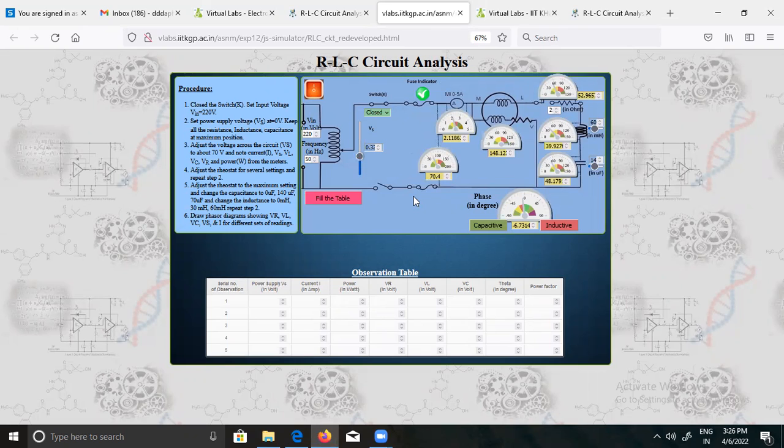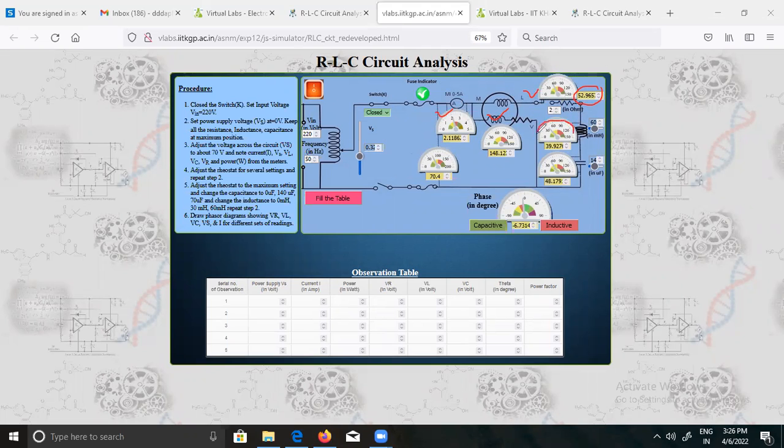Then I have to note down the current, then Vs, VL, Vr, and power from the meters. Where can I note down all these things? Into the ammeter, I'm going to take the reading of the current. Then this is the reading for the power, which is measured in watts. And the very important case here is this reading which we are getting, that is the voltage across this resistance.